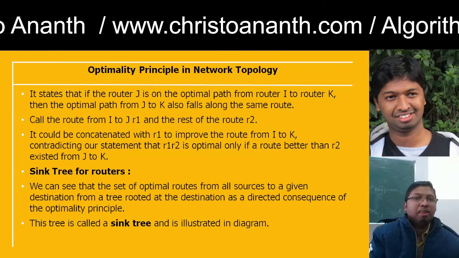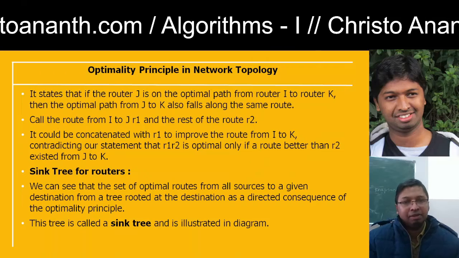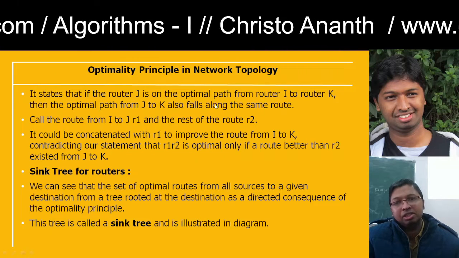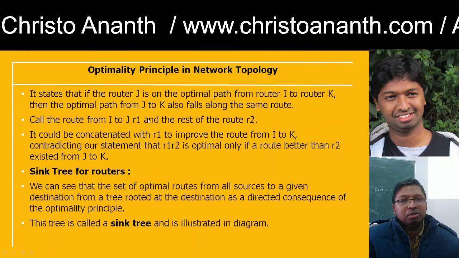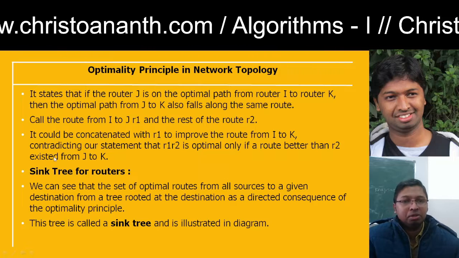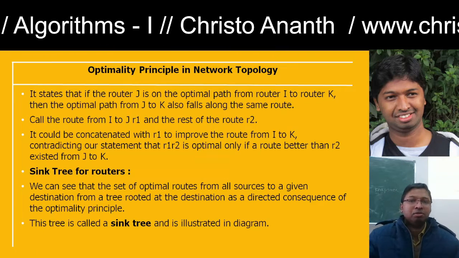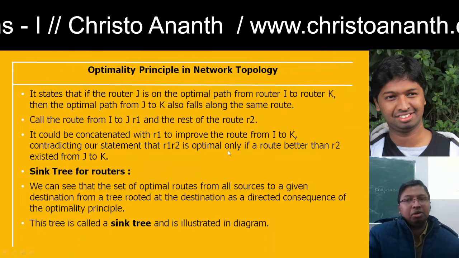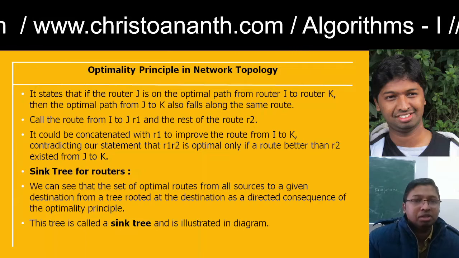So here is the optimality principle in the network topology. We have the router J, and we are finding the optimal path from I to K. So the optimal path from J to K also has the same route. Maybe you can call the route from I to J R1, and the rest of the route R2. Then you add the two routes in order to find the optimal solution.